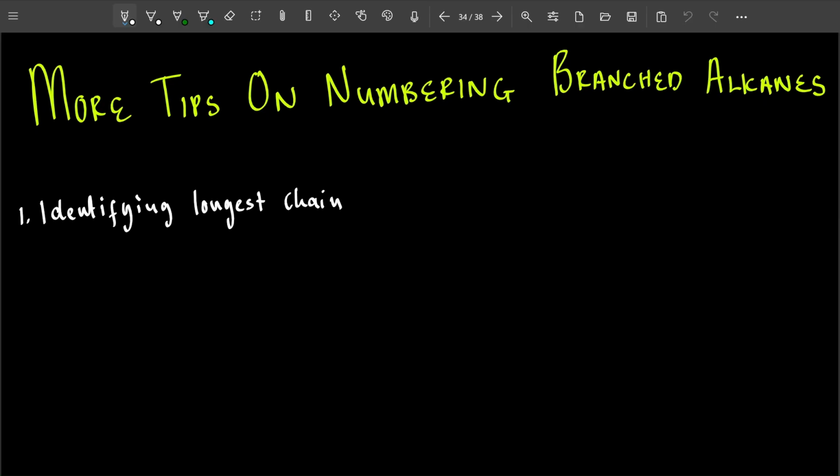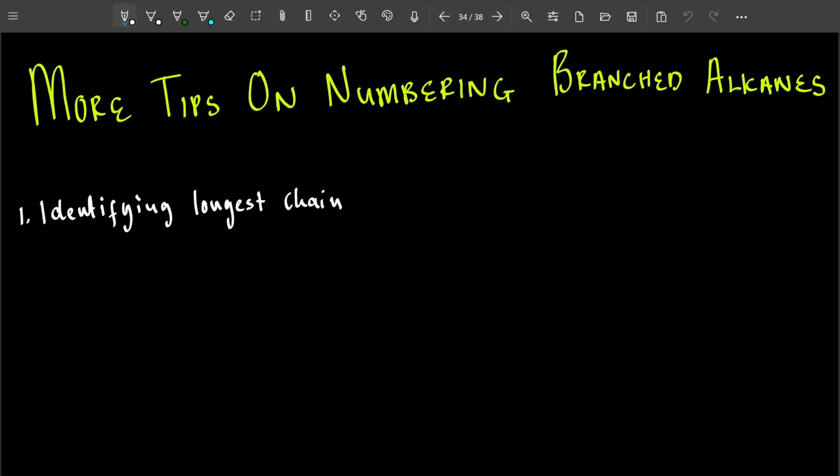Okay, now we are back and we are just polishing up our skills to try and make sure we're at the best level possible. Now we are looking at some more tips on how we can number branched chain alkanes. We are working with more tips on how we number the parent chain.